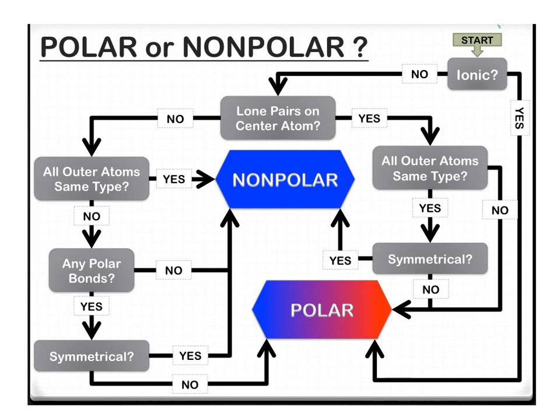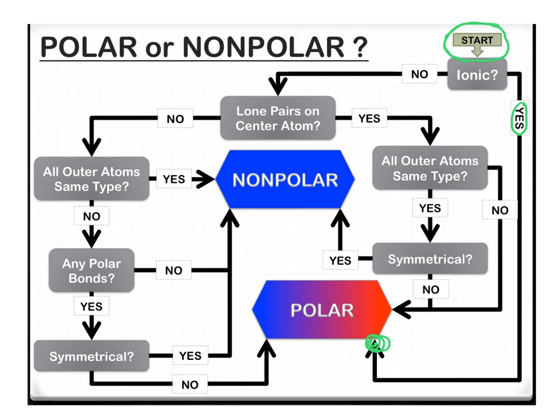So we start up here at the start spot, and the very first question we have to ask is, are we looking at something that is ionic? So what we're thinking here is, is this a polyatomic ion or is it a neutral molecule? If it's a polyatomic ion, if your answer is yes to that question, then it's polar. All ions are polar because the whole thing is charged. So you don't have to go any further than that. If your answer is no, it's a neutral molecule, then you're going to move here to the next question.